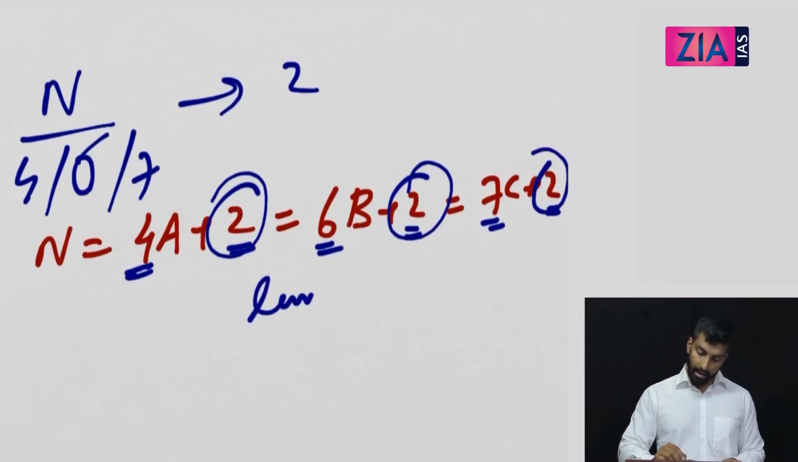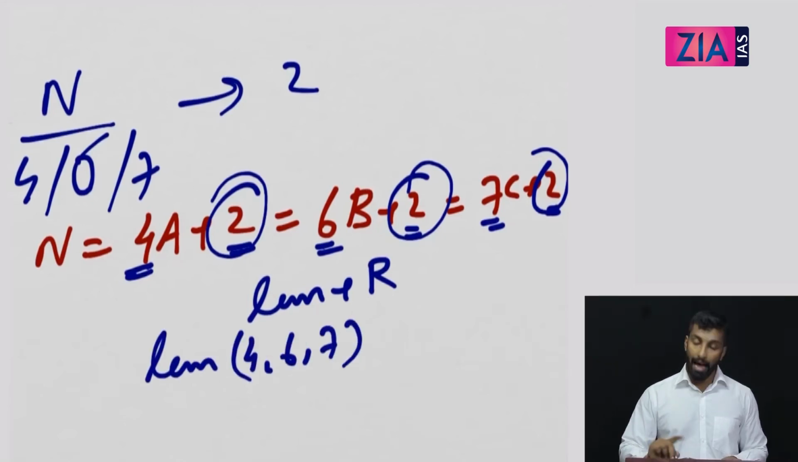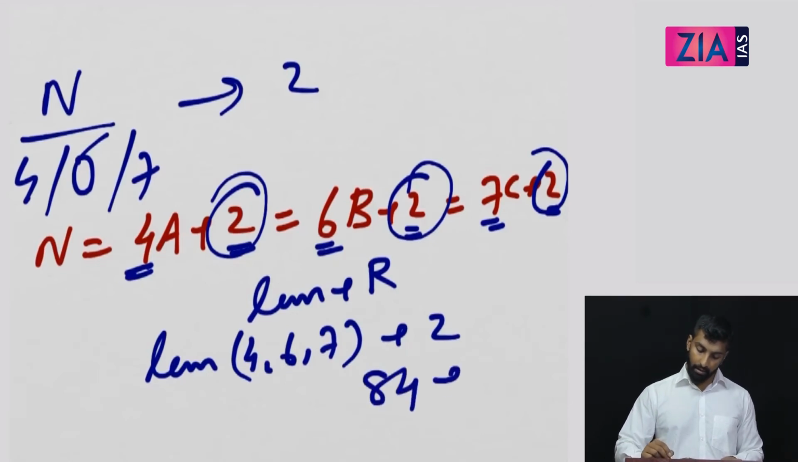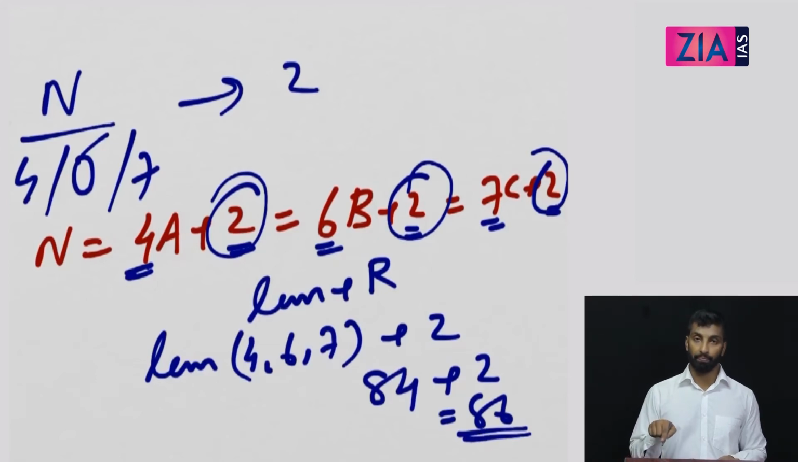Your answer is LCM plus the remainder. So here LCM of divisors 4, 6 and 7, plus the remainder, which is 2. So 84 is the LCM, plus 2, that is 86, your first term. If what is asked is the minimum possible value, or the smallest such value, your answer is 86.